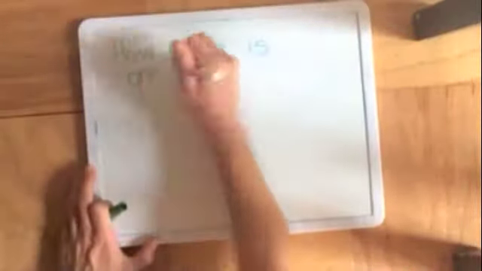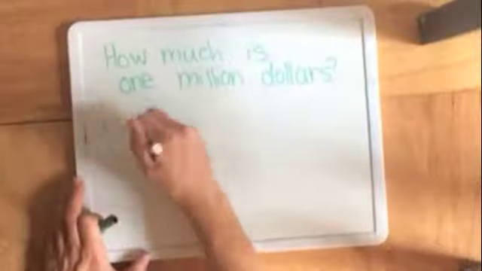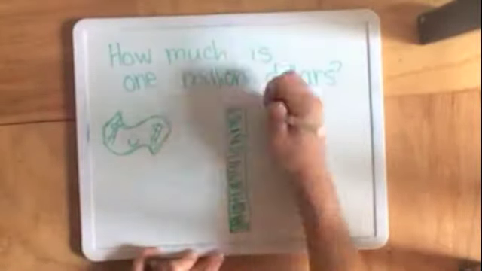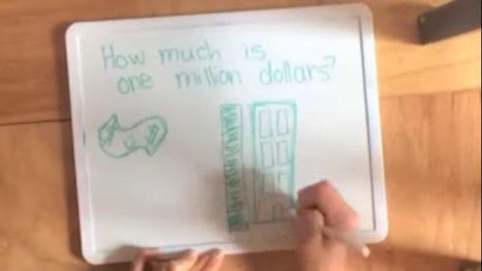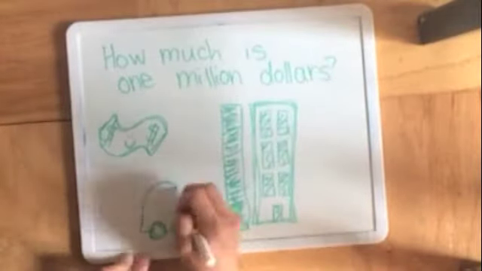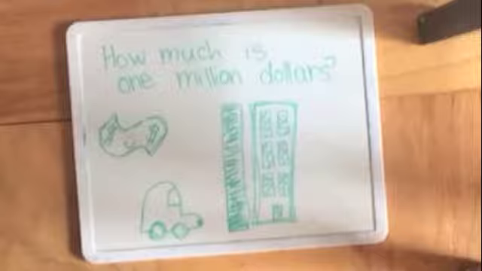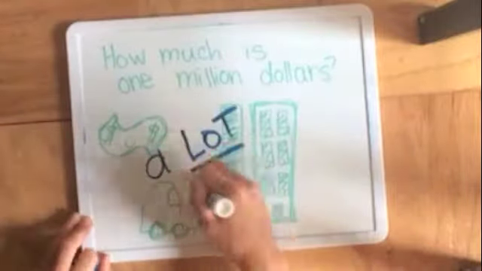Let's think about $1 million. How much is $1 million? If I were to take $1 bills and stack them all up on top of each other, I would have enough money to make the size of a 35-story building. That is a lot of money. A million is a lot. It's a lot bigger than 1,000. Even though we talk about $1 million all the time, very few people have actually seen $1 million together. It's a lot of money.